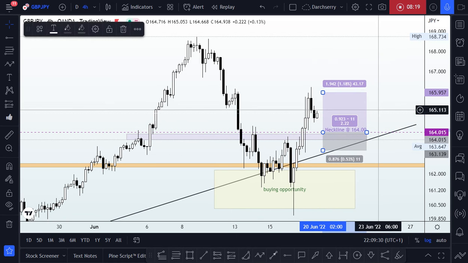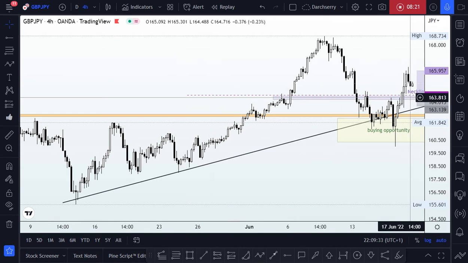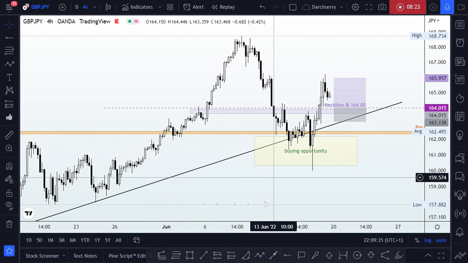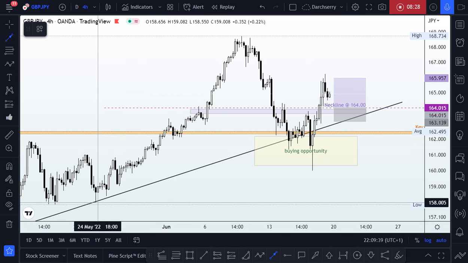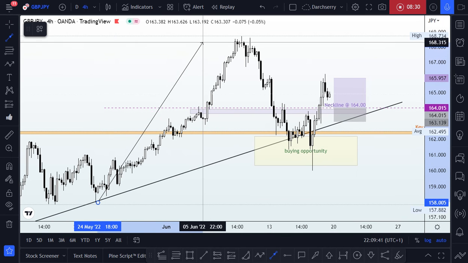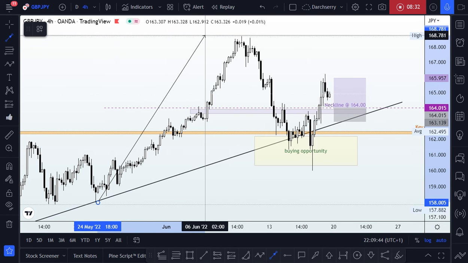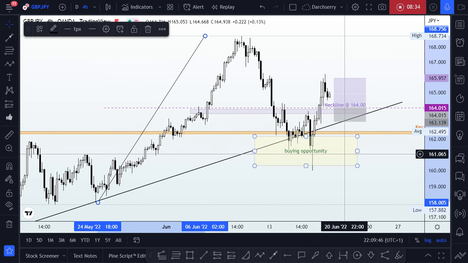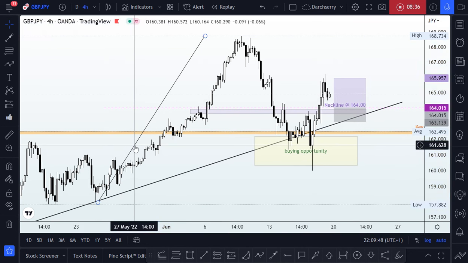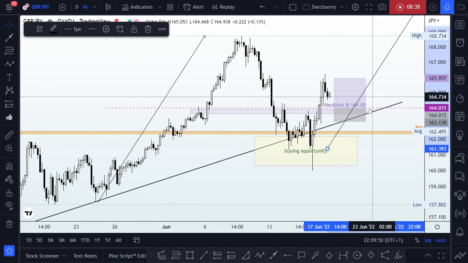And then in a long-term perspective, where will our take profit target be? If we look at the impulse leg here, definitely we want to use this impulse leg to determine how far we will be going from the buy opportunity zone we identified here. So we project this into the future.